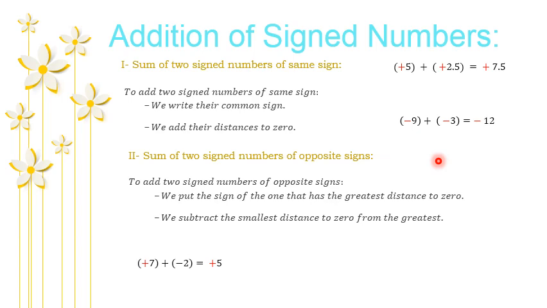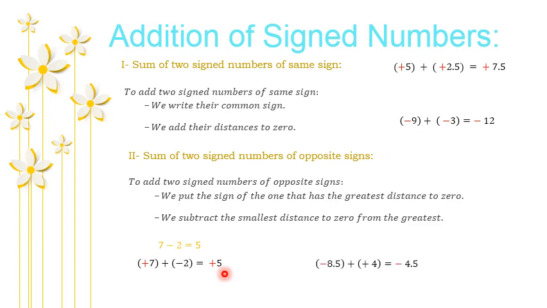But what if they have opposite signs? We write the sign of the greatest number and then find the difference between them. We subtract the smaller distance to 0 from the greatest. For simplicity, here I have +7 and -2. The greatest number is 7. It has a plus sign, so I have to write a plus in the answer. 7 minus 2, the difference between them, is 5. So our answer is +5.